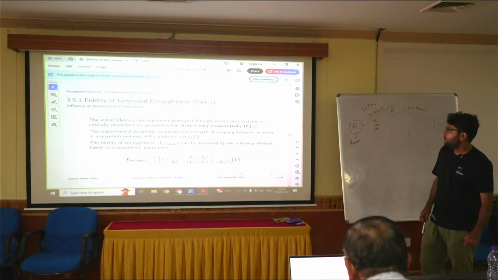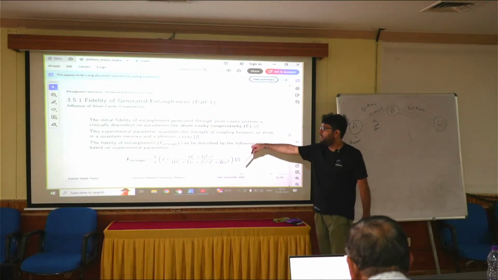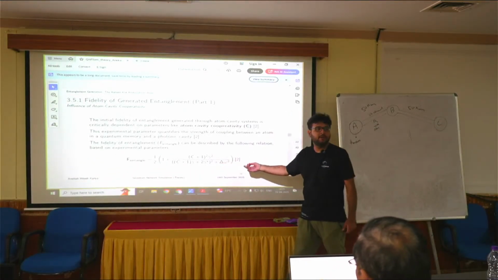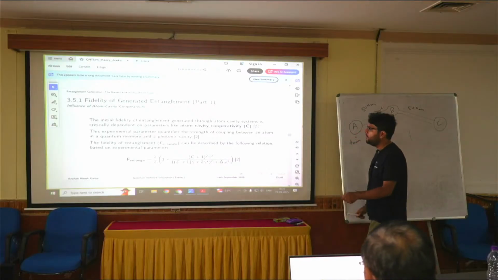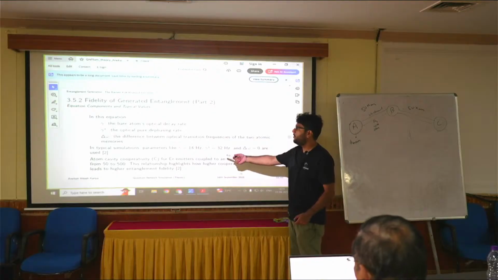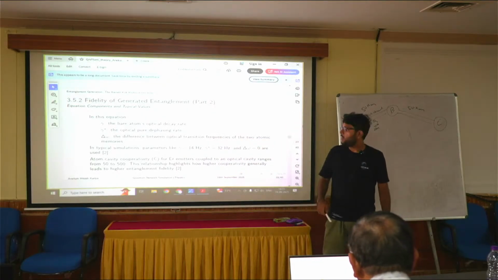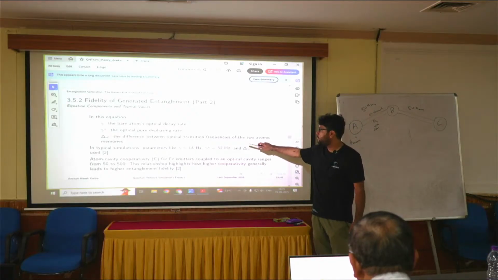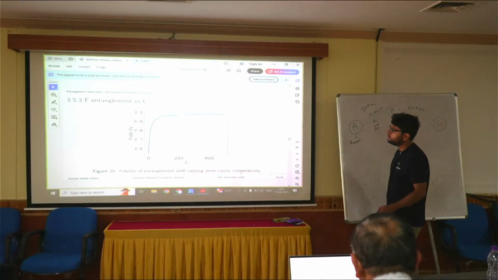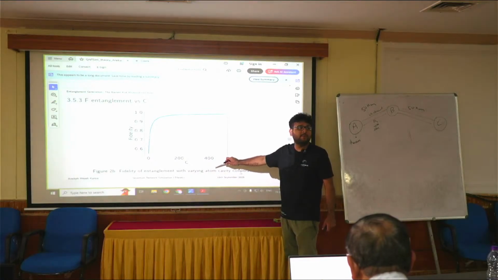Here we are talking about atom-cavity cooperativity. This is a physical parameter, and the fidelity of the entanglement generated is given by this complicated equation, which we can just look at once, because I want to show you that there are other things which affect the fidelity. There is the bare atom's optical decay rate, the optical pure dephasing rate, and the difference between the optical transition frequencies of the two atomic memories. This is how your fidelity varies with C, the atom-cavity cooperativity.